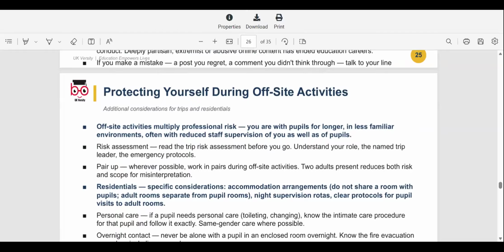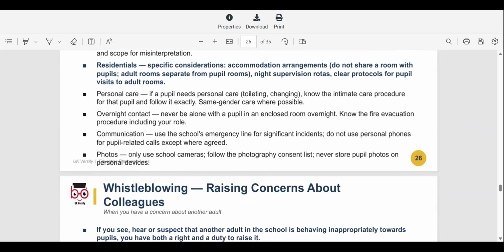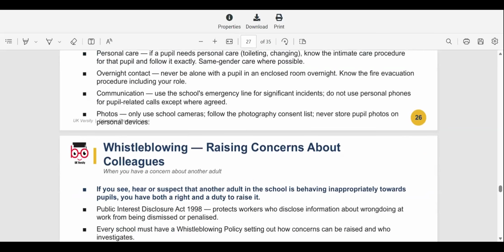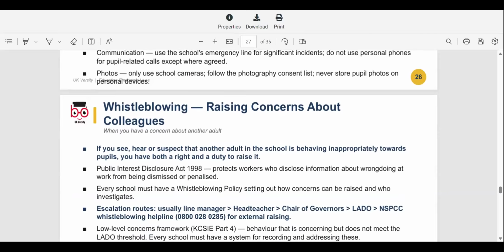Protecting yourself during off-site activities. Make sure you are with your pupils in a less familiar environment outside. Make sure risk assessments are done, pairing up where possible when it comes to residentials or any trips, personal care, so any sort of overnight contact with the child. Communication: use the emergency contact lines, don't give your personal lines, and any photos need to be taken off your personal device.